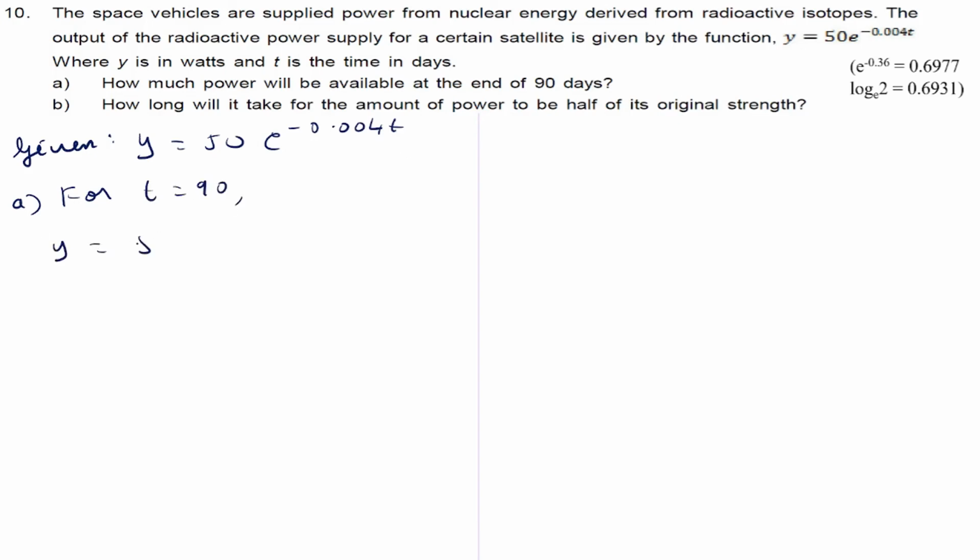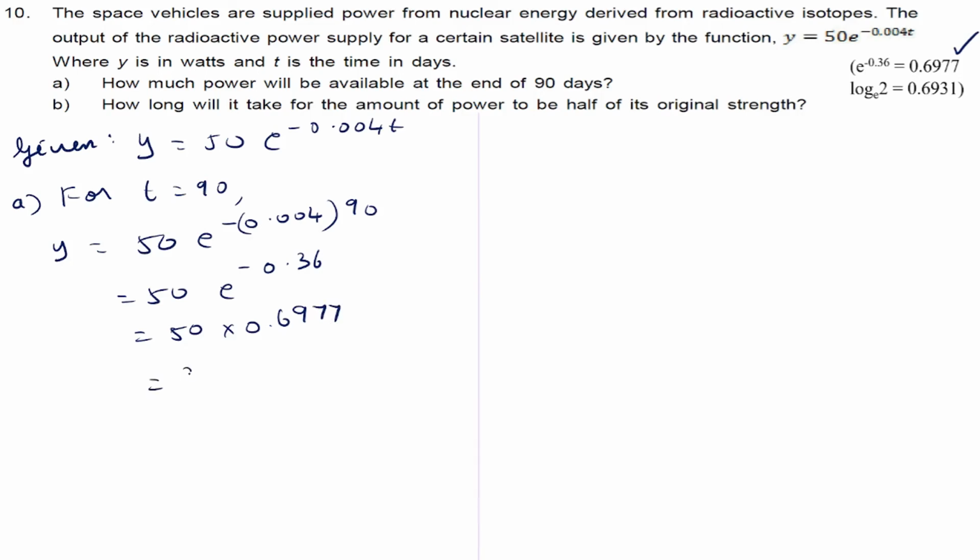y equal to 50 e^(-0.004 × 90), or it is 50 e^(-0.36). e^(-0.36), the value is 0.6977. This when we multiply, we get it as 34.885 watts. So the power available at the end of 90 days is 34.885 watts.